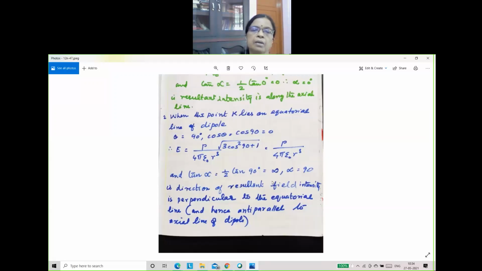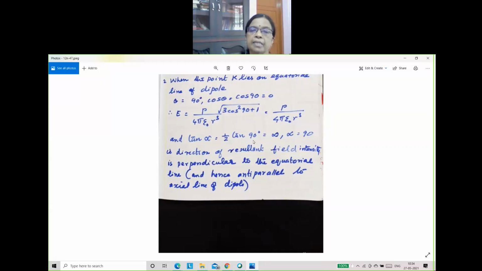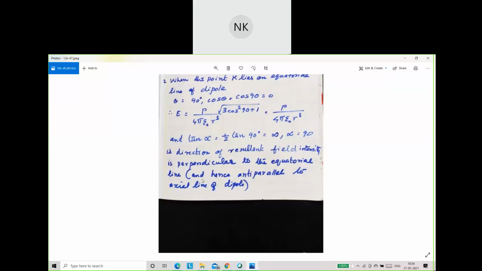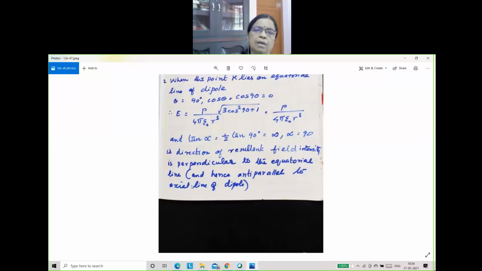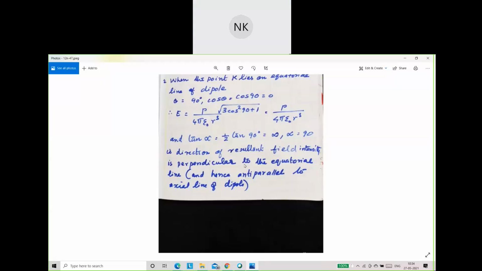Similarly, direction half tan 90. Theta is 90, so we have to write half tan 90. Tan 90 is infinity, so we get tan alpha becomes infinity. That means alpha equal to 90 degree. So it will be along the equatorial line. The direction of resultant field intensity is perpendicular to the equatorial line and hence anti-parallel to axial line. Is it clear, this factor? Children?